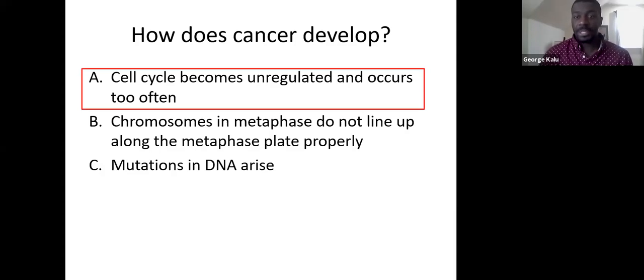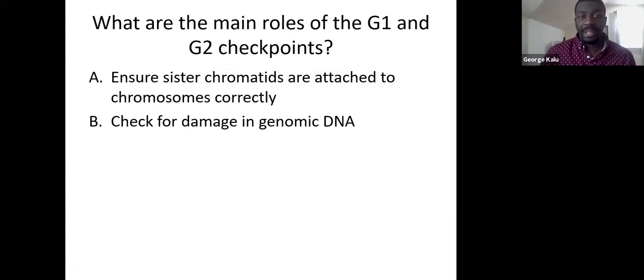So the cell cycle becomes unregulated. Because the cell cycle starts to occur too often, you are not able to catch mutations in the DNA, and that can lead to cancer. So it's a combination of A and C, but the main thing that causes cancer is the cell cycle becoming unregulated and starting to happen too fast. Okay, so that's that. Next question.